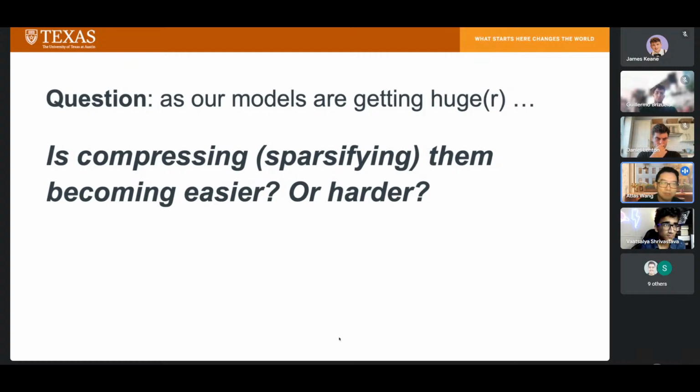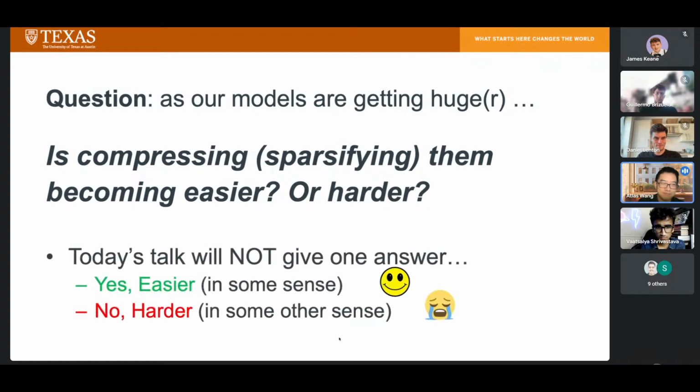I want to pause here for a moment and I hope I could read your mind on what your answer is. To give you a teaser, today's talk will not give one decisive answer to this question. I will instead give some more intricate answers in two parts. My first part will say yes, it's easier in some sense. And my second part will say no, it's harder in some other sense. And the whole point of my talk is to convince you that I'm not contradicting myself.